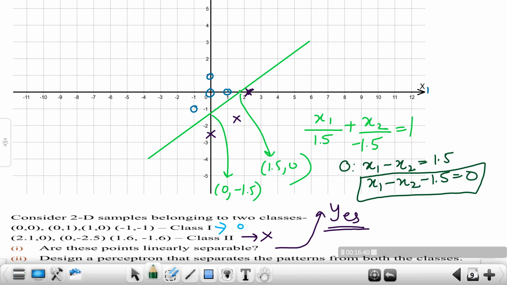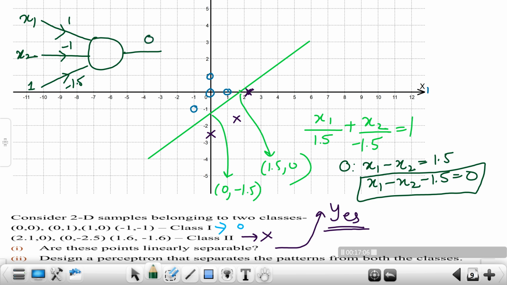So we can draw a network with this particular perceptron. I shall draw it here itself. 3 inputs, 1 neuron. X1 is the first input, the second is X2, and the third unit is a bias. The weights are 1, minus 1, and minus 1.5. So this is the perceptron and this is the output. The question was to design a perceptron that separates the patterns from both the classes, so this is the perceptron which will be separating the patterns from both the classes. Is that clear?